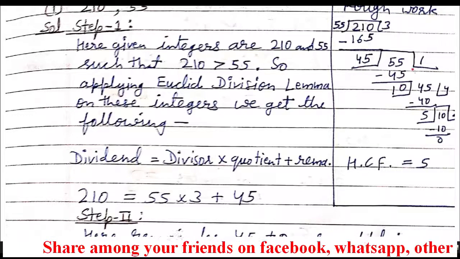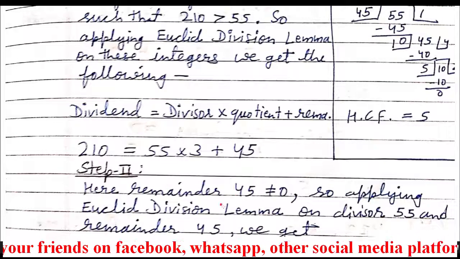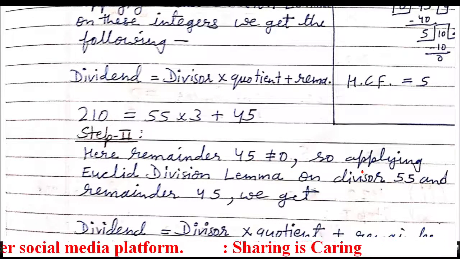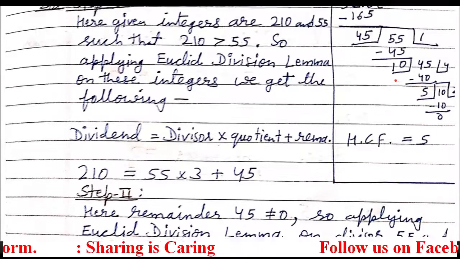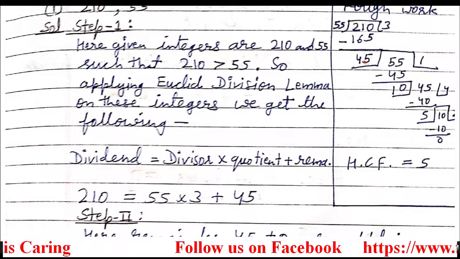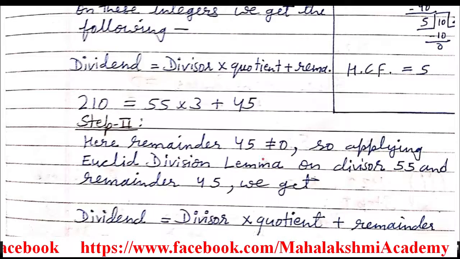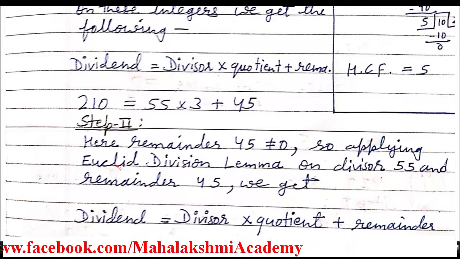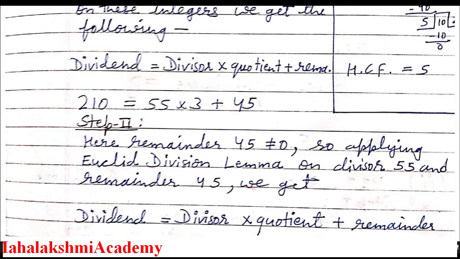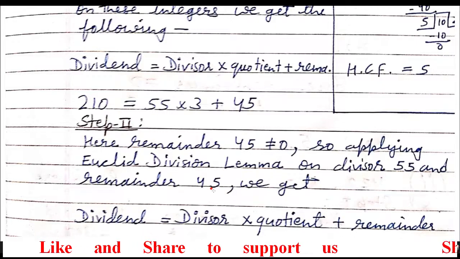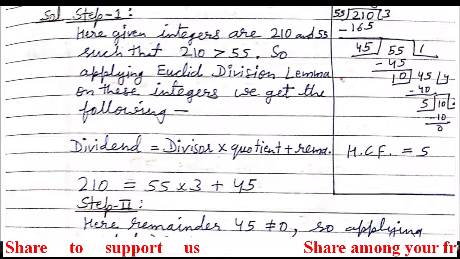Now we will write down the second step. In the second step, first we have to mention that here we did not achieve the remainder as 0. That's why again we are going to apply the division lemma. Among what are we going to apply the division lemma? Among 55 and 45. 55 is the divisor and 45 is the remainder. Just see the language: applying Euclid's division lemma on divisor 55 and remainder 45. This came from here. 55 is the divisor and 45 is the remainder from the previous step. Among these two numbers, again we have to apply Euclid's division lemma. That is the second step we have to write down.